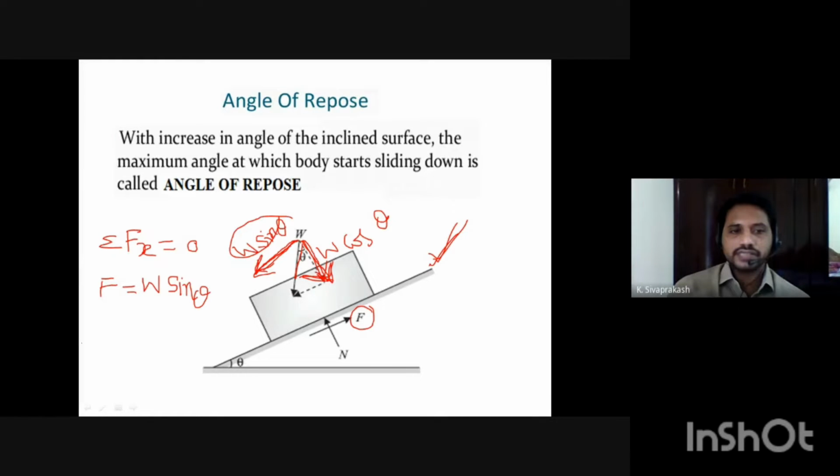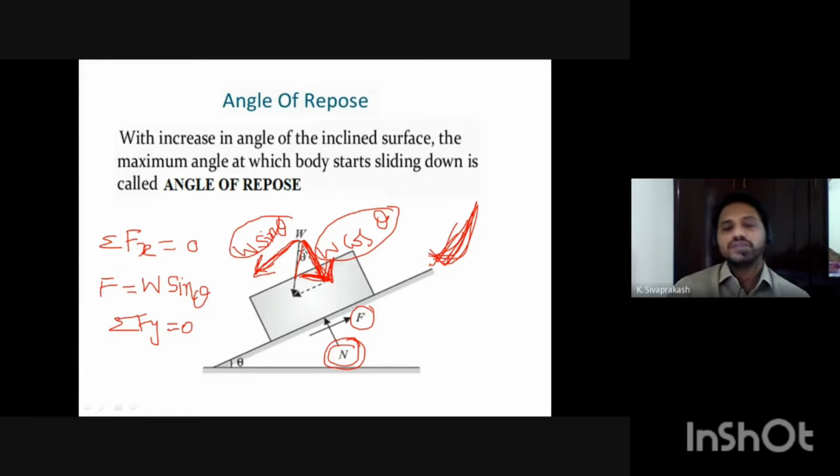Okay. And similarly, you apply the second equilibrium condition, that is sigma Fy equal to 0. In that second equilibrium condition, if you consider the y components, what are the y components? N is the vertical component. See here, with respect to the inclined surface, always the reference line is the inclined surface. With respect to this inclined surface, N is a vertical component, and W cos theta is also a vertical component.